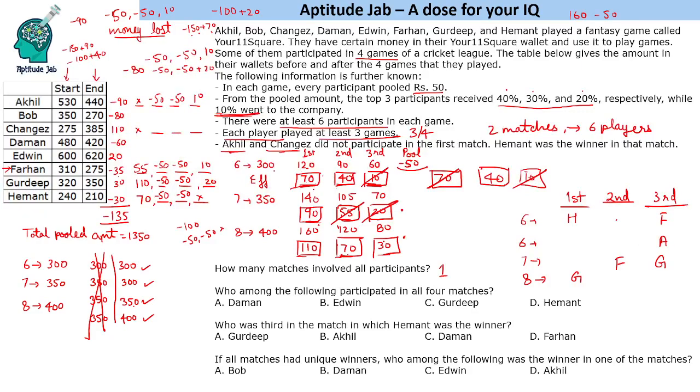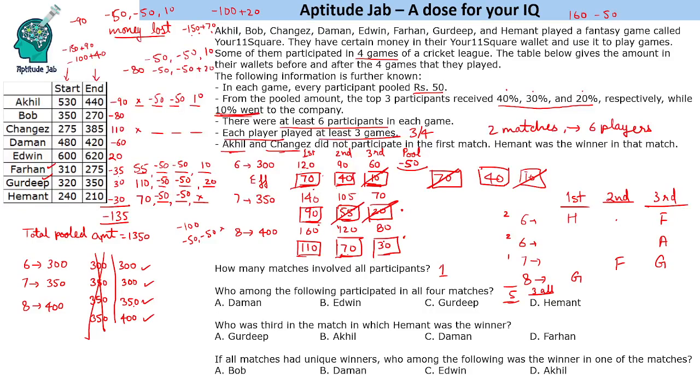Now, what we know is we have to have 6, 6, 7, 8. That means there will be two players who will not play in this match, two players who will not play in this match, one player who will not play in this match. So we should have five players who will play only three matches, and three players will play all matches. We know that Farhan and Gurdeep played all the matches thus far. One more person will play all the matches.